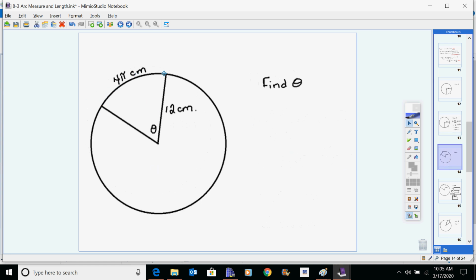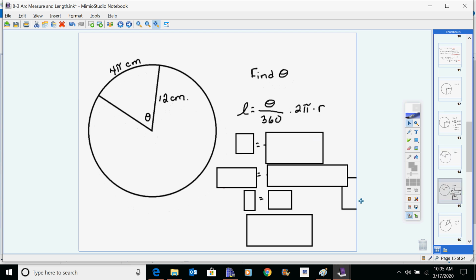Here we're given in terms of pi, we're given the arc length, and you're supposed to find theta. So in terms of pi, we're given the arc length. So we're going to once again use our formula. L equals the number of degrees over 360 times 2 pi r. We're going to plug in our numbers here. Here we're given that the arc length is 4 pi. Theta is unknown. We don't know how many degrees this is, but we do know how big the radius is, so we can do this.